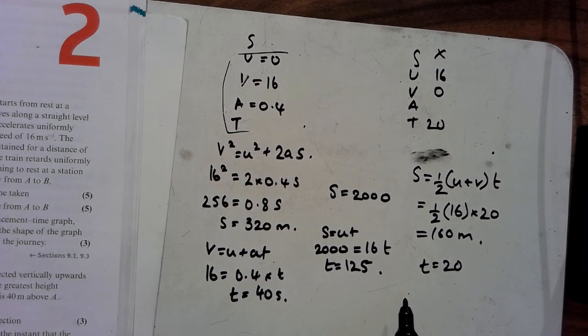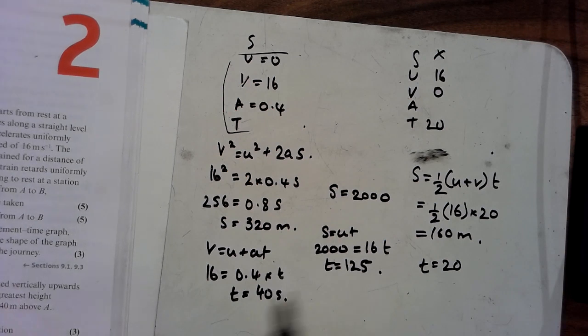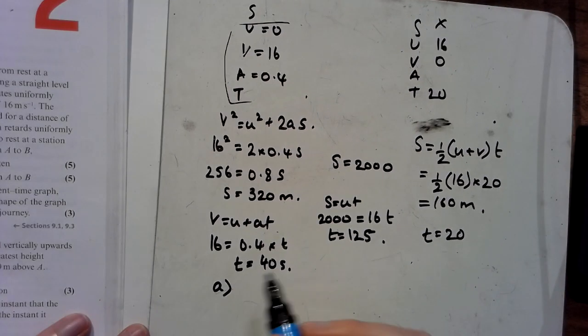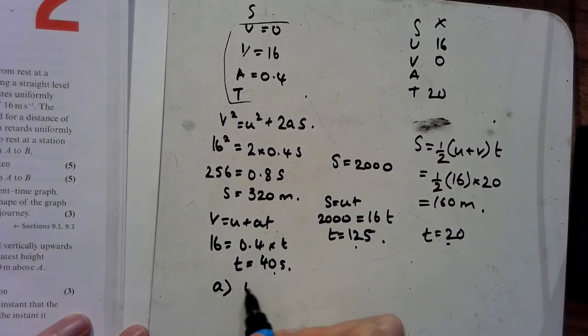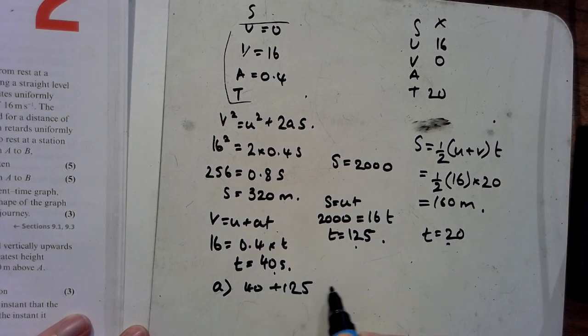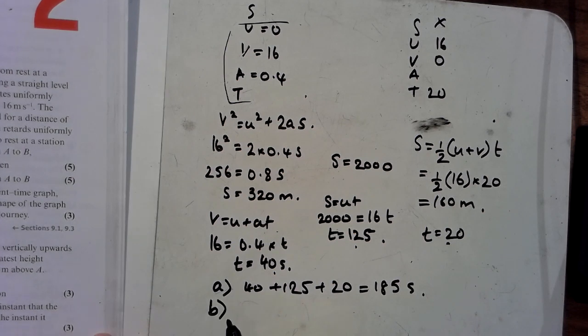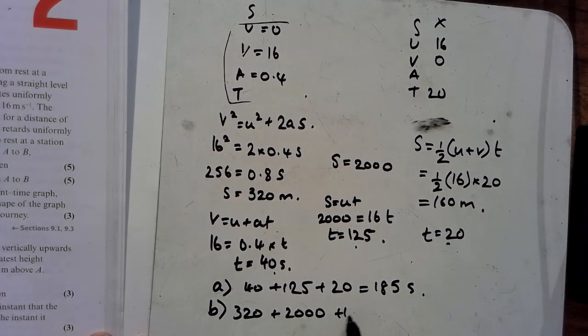Okay, so part A was the total time. So the total time is going to be 40, 125, and 20. So that's 185 seconds. The total distance is going to be 320 plus 2,000 plus 160, so that's 2,480 meters.